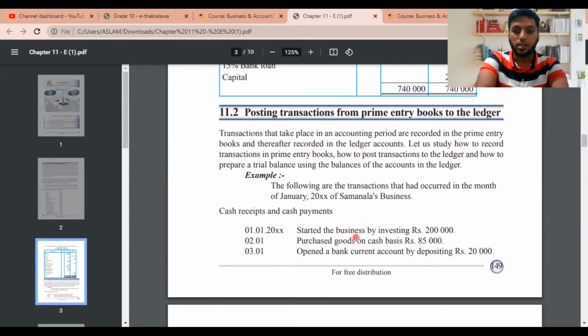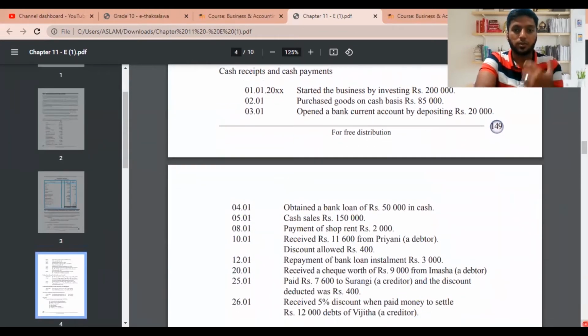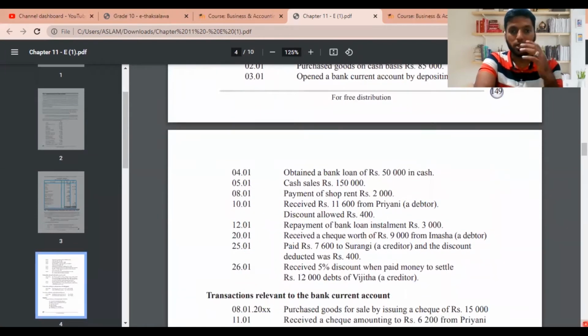First, 2000, started the business by investing 200,000. Second, first, purchased goods on cash basis 85,000. Third, first, opened a bank current account by depositing 30,000. Why am I reading? Because you always need to know this when you're starting a sum. First read and understand. Then when you read and understand, you can't go wrong doing the calculation. Fourth, first, obtained a bank loan of rupees 50,000 in cash. Fifth, first, cash sales rupees 150,000. Eighth, first, payment of shop rent rupees 2,000. 10th, first, received 11,600 from Priyani, a debtor.